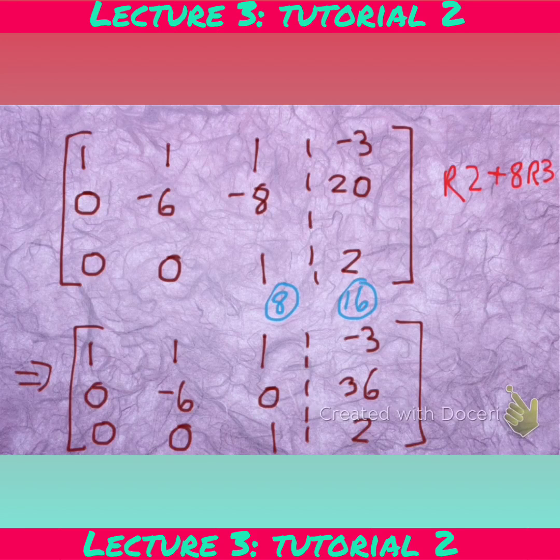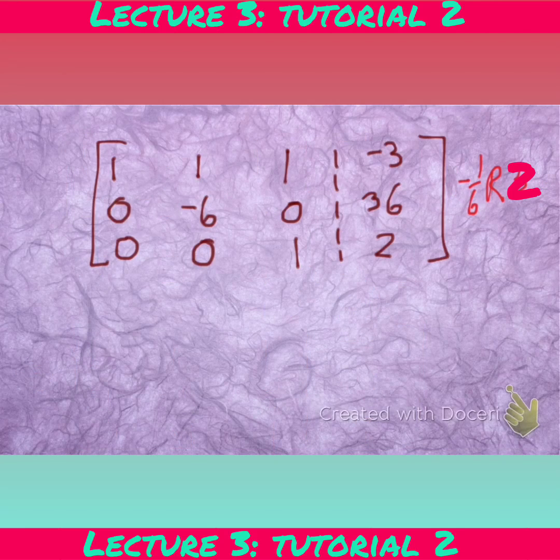Alright, so taking that matrix, what I'm going to do is just make a leading one in the second row by multiplying the second row with minus 1 over 6. So the first term there is going to become a 1, and the last term is going to be 36 divided by minus 6, which is minus 6.